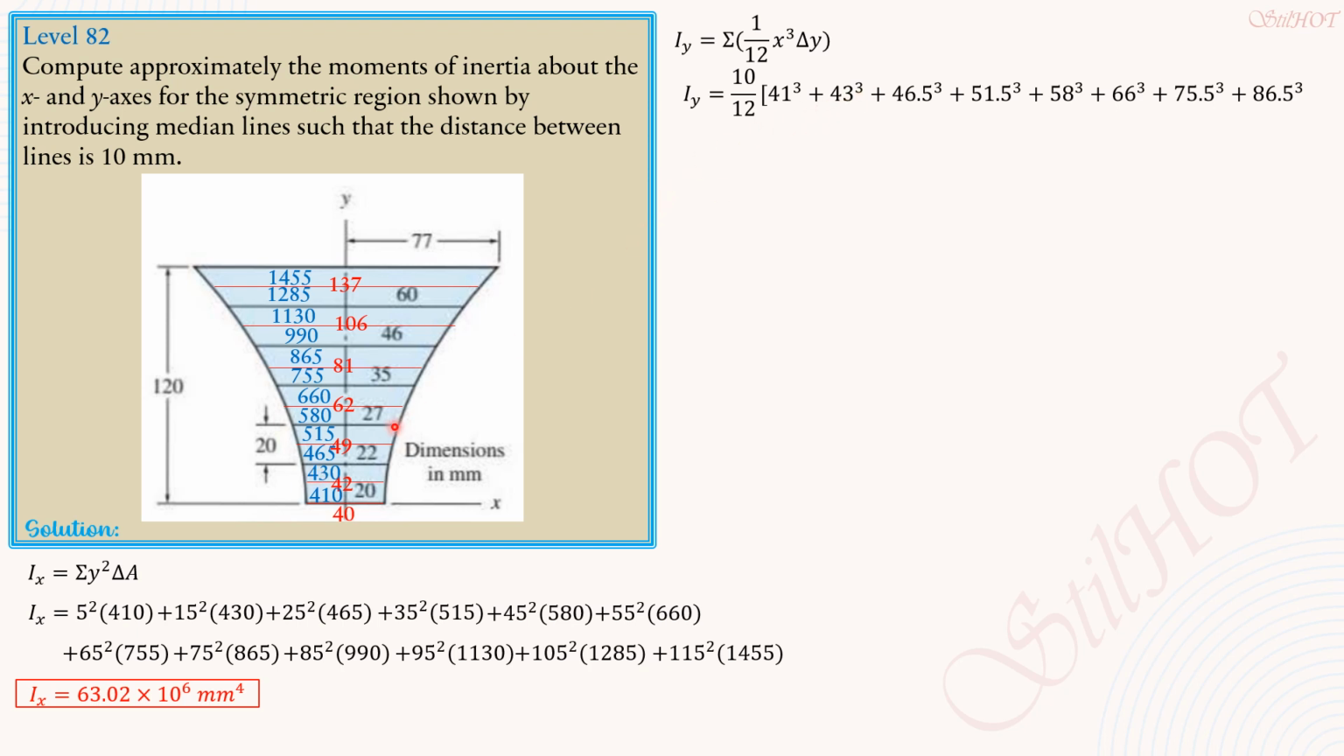So 43 cube, then 46.5 cube, 51.5 cube, 58 cube, 66 cube, 75.5 cube, plus 86.5 cube, plus 99 cube, plus 113 cube, plus 128.5 cube, plus 145.5 cube, and that's the end. So computing this, Iy equals 7.968 times 10 to the 6 mm to the fourth, which is also very close to the answer to the level 81 problem.